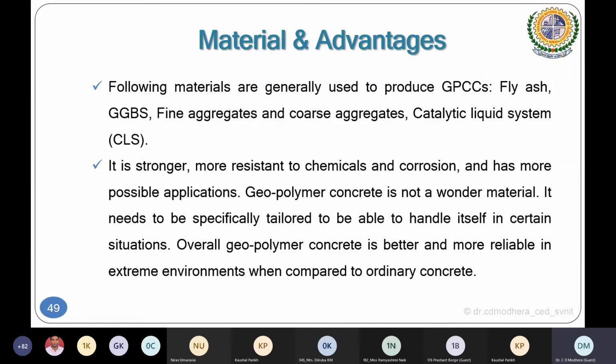Material is required. You can say FA and CA is required. That is fine aggregate, coarse aggregate, and you can say catalytic liquid system will be introduced. It is stronger, basically, more resistant to chemical and corrosion, and has more possible application. Geopolymer.